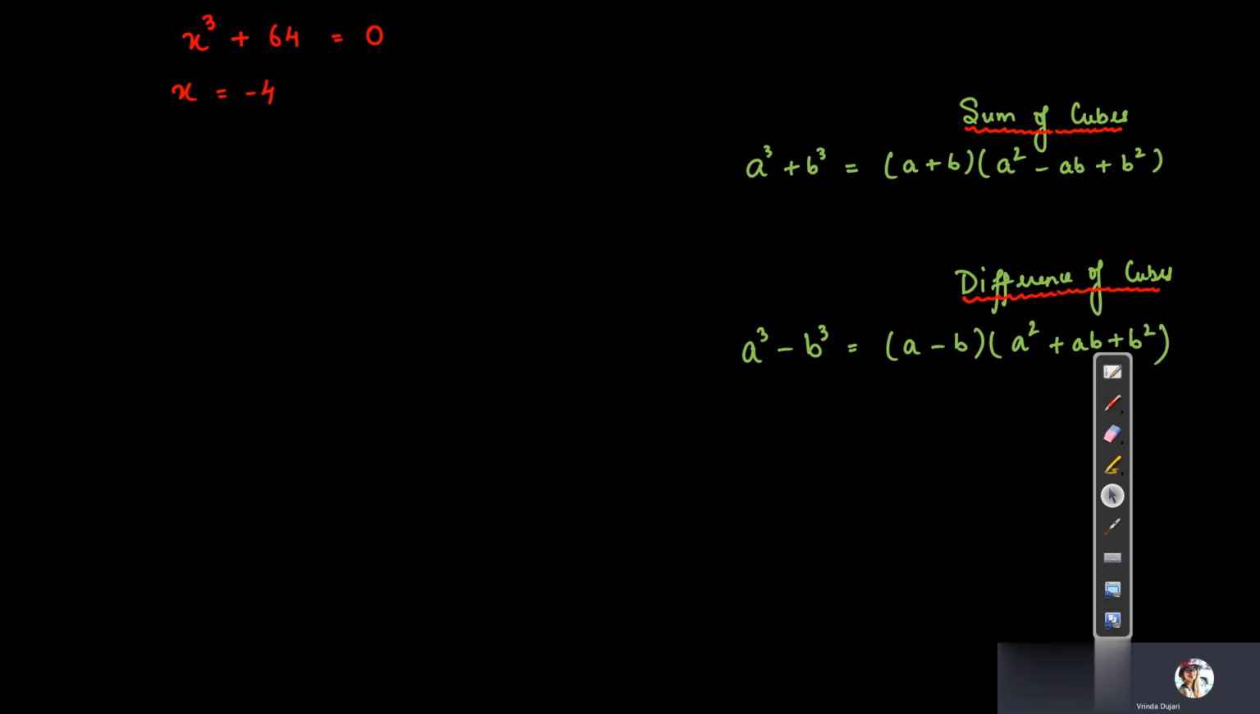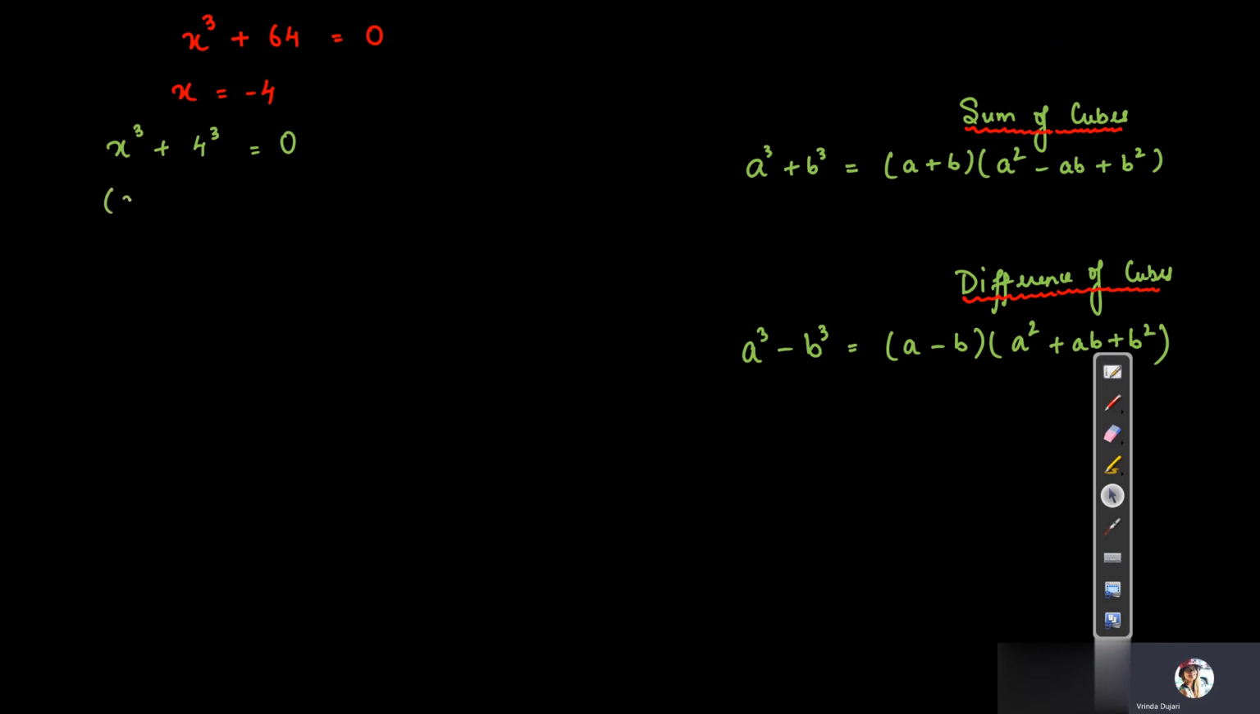Okay, yeah, I'm done. All right. So let's now solve this equation. So we have x cube plus 64. Now I will be writing 64 as 4 cube. Okay. So now this is actually sum of cubes, x cube plus 4 cube, and I will apply this formula. You can compare it. In place of A, we have x, and in place of B, we have 4.